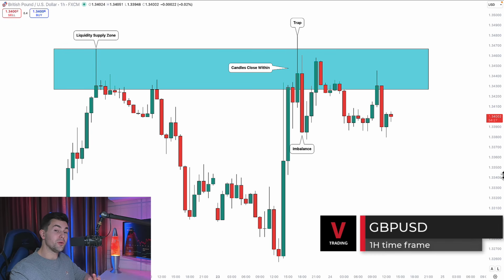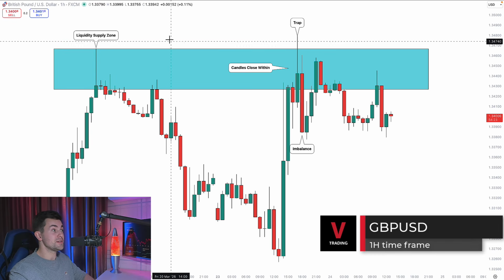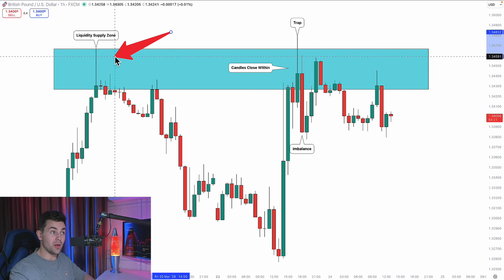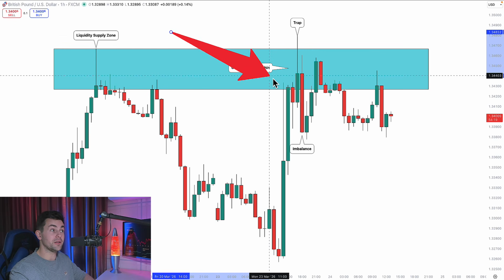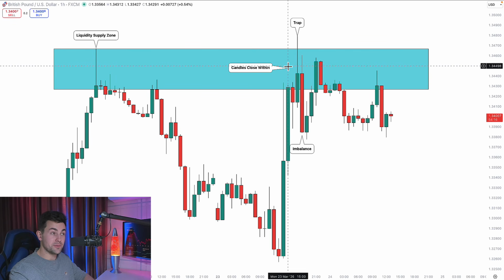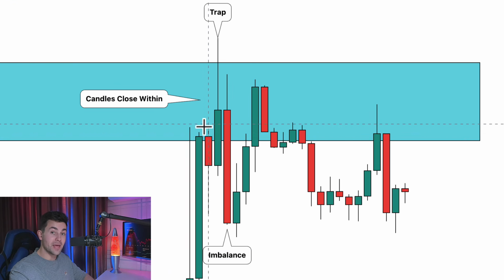Let me show you the example. I found the confirmed bullish trap on a pound-dollar pair. You can see that we have a significant liquidity supply zone here, and the market has recently tested this supply zone. You can see that all the candles that tested this supply zone strictly closed within that or below that.